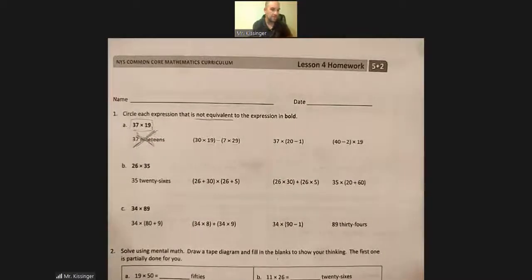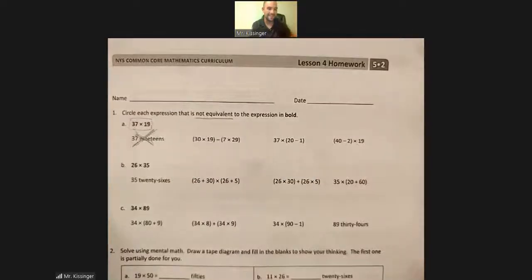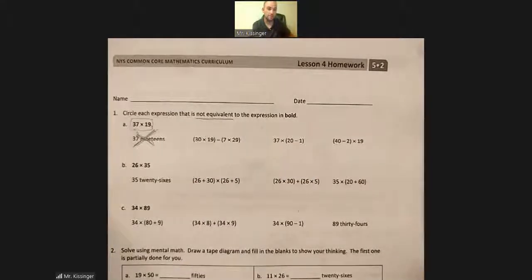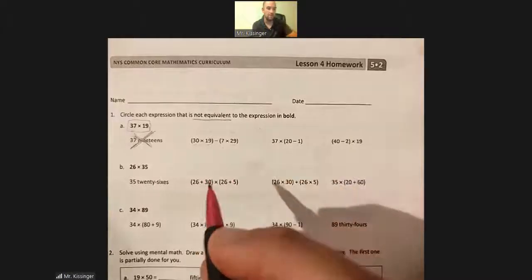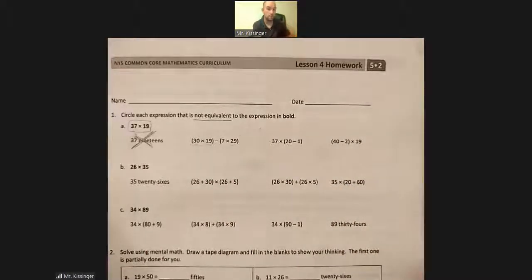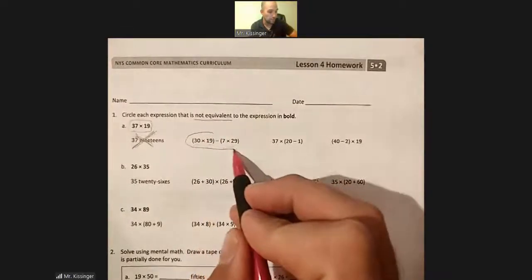Our next one says 30 times 19 minus 7 times 29. Well, we know that 30 times 19 is less than 37 times 19. 30 19s is less than 37 19s. And then we're subtracting another 7 times 29. So we're not going to have a greater number than 30. So this will be not equivalent.